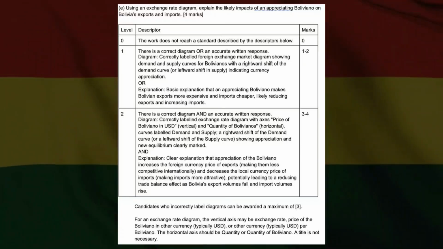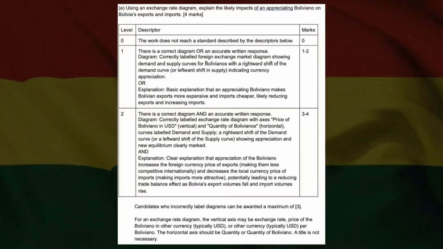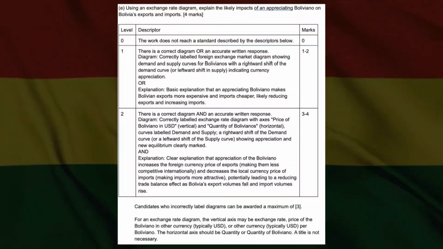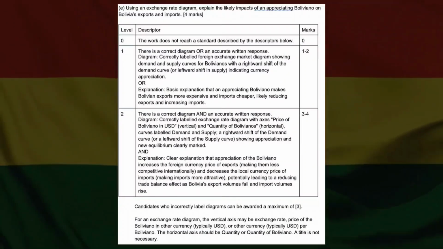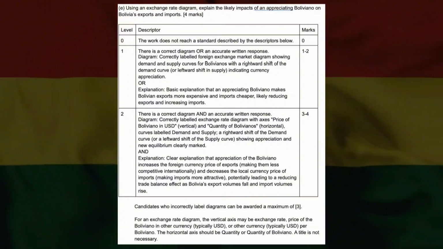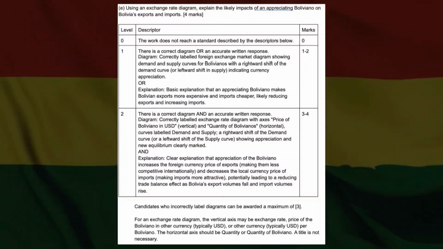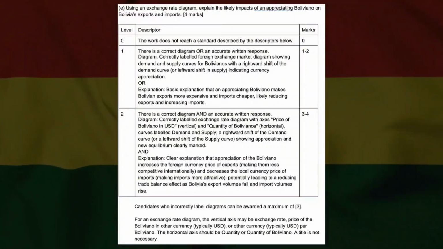There is a correct diagram or an accurate written response. Diagram: correctly labeled foreign exchange market diagram showing demand and supply curves for Bolivianos, with a rightward shift of the demand curve or leftward shift in supply, indicating currency appreciation. Or explanation: basic explanation that an appreciating Boliviano makes Bolivian exports more expensive and imports cheaper, likely reducing exports and increasing imports. 1 to 2 marks. Level 2. There is a correct diagram and an accurate written response.